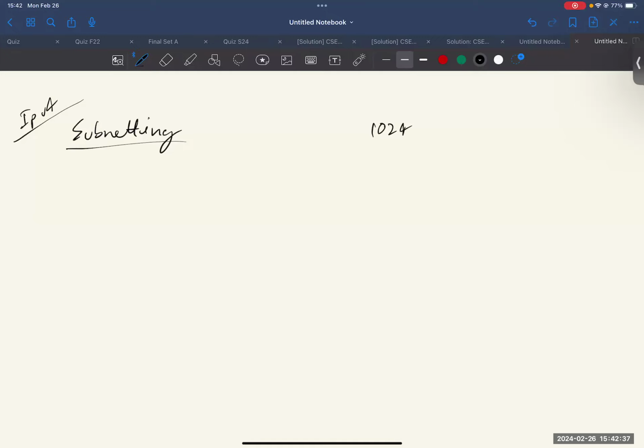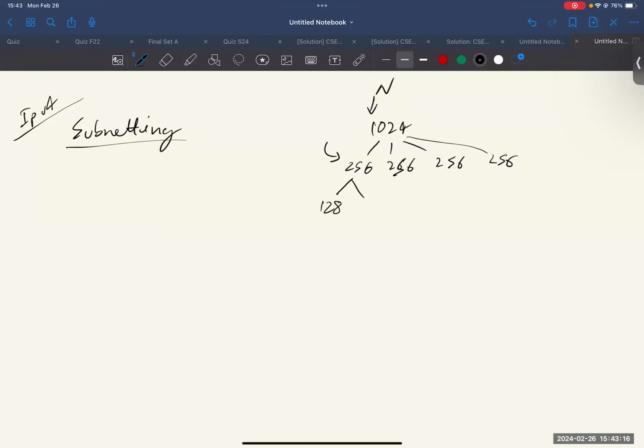For example, this 1024, I brought the whole network here, but I do not need this big network. I want smaller networks. So I can divide it into smaller networks of 256. In 1024, I can make 4 blocks of 256 sized networks. This is my main network, while the branches, the children, are called subnetworks. Subnetworks in short is subnet.